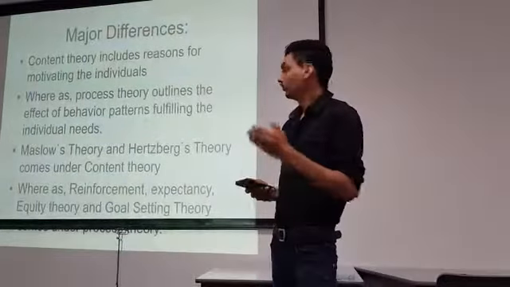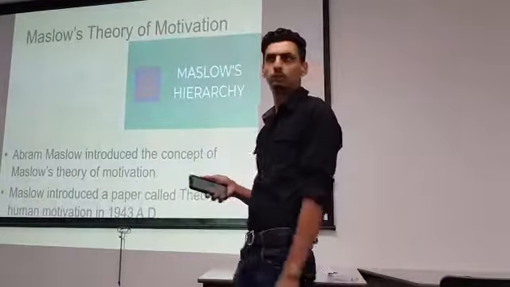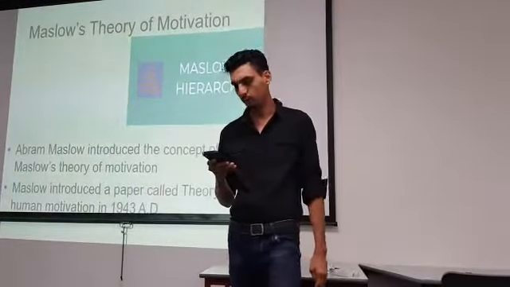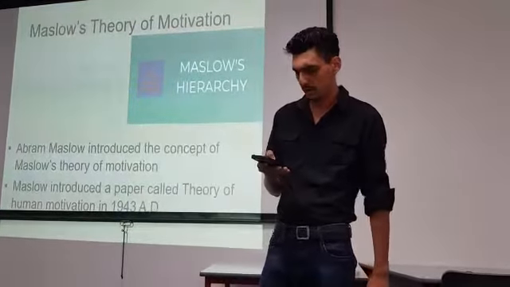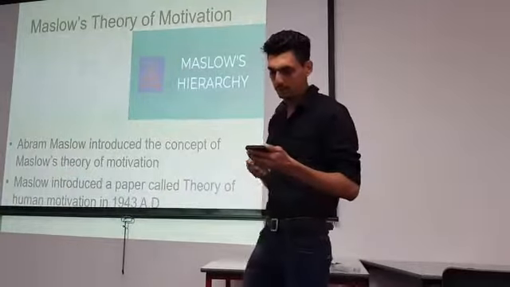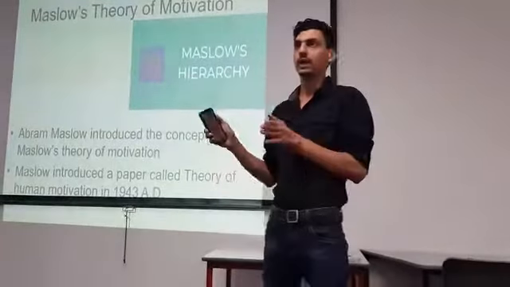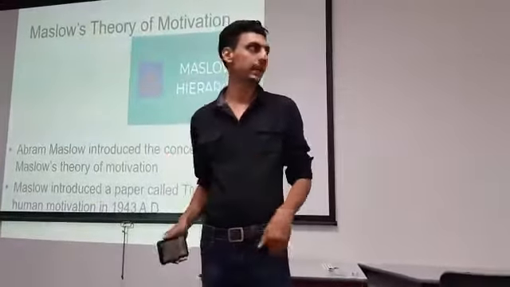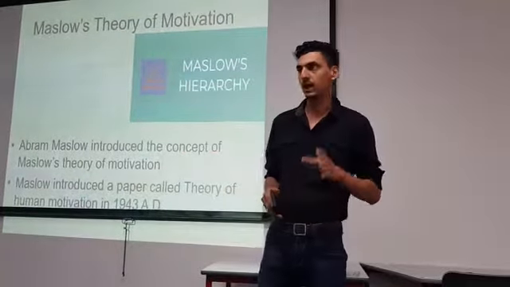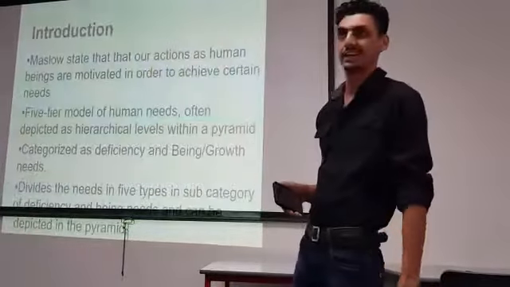Further theory is Maslow's theory of motivation. The Maslow theory of motivation was introduced by Abraham Maslow, and he wrote the theory in the book Theory of Human Motivation in 1943. In the introduction, Maslow stated that our actions as human beings are motivated in order to achieve certain needs. Maslow defined the theory and divided needs into two parts, deficiency and being needs. Further, he categorized these into 5 different subparts, which is called the 5 tiers or the pyramid of Maslow's needs, or also the hierarchy of needs.